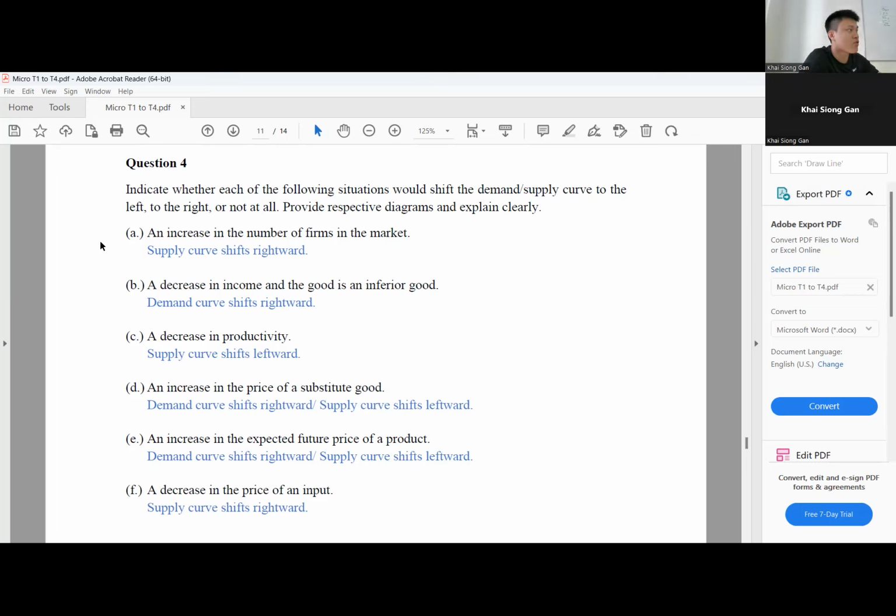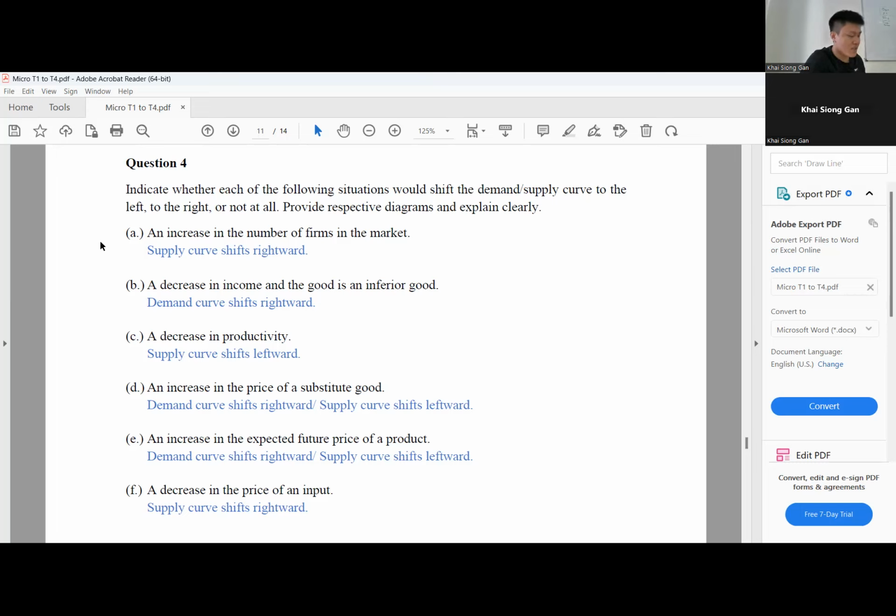So we are referring to demand and supply. Supply, because you look into producers. So the supply curve shifts rightwards. Why? Because more firms, more suppliers, more producers. So supply increases. Does it have anything to do with the price of the product itself? No. It's because of the more suppliers.